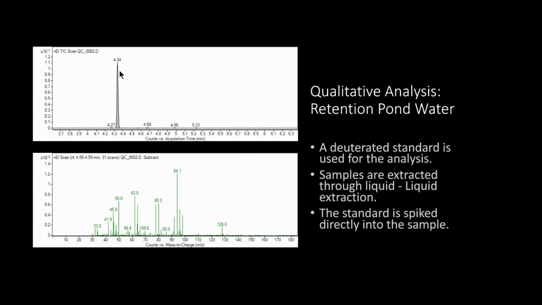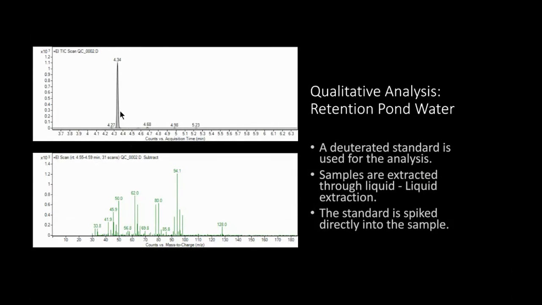And so we have a deuterated standard of octane, because of course we'd be looking for things that are gasoline type, so octane itself. And we pass it through that liquid-liquid extraction procedure. The key is that we can spike that octane standard directly into our water sample before we start to do the extraction process. All right.